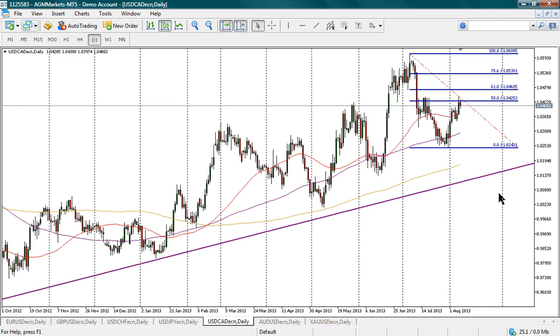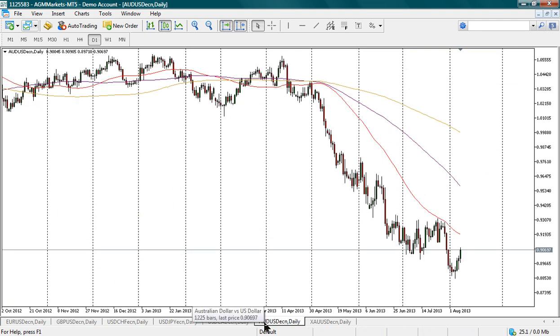And if it does get held and these lows get taken out, then it's all about the 200-day moving average and the trendline support here. So a couple of interesting setups there in play. You have the long fib and the short setup there in play. Let's have a look at the Aussie.